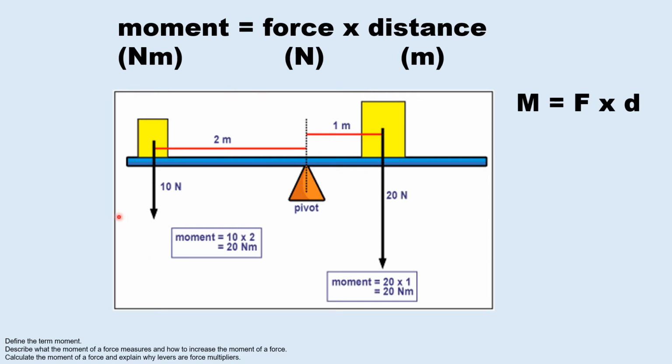So if we look at this diagram here, we have 10 newtons here and 2 meters there. So you do 10 times 2, which is 20 Newton meters. So that is for that one. And for this one, it is 1 times 20 because it's 1 meter from the pivot, and 20 newtons is the force. So it'll be 20 times 1, which is 20 Newton meters.